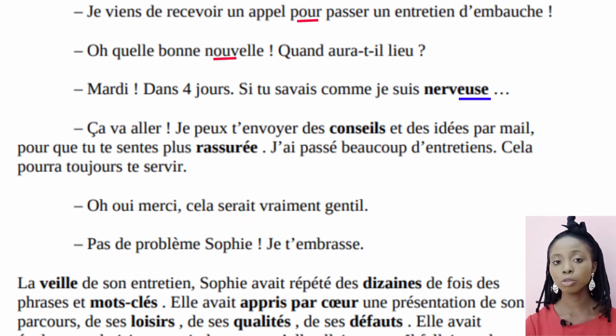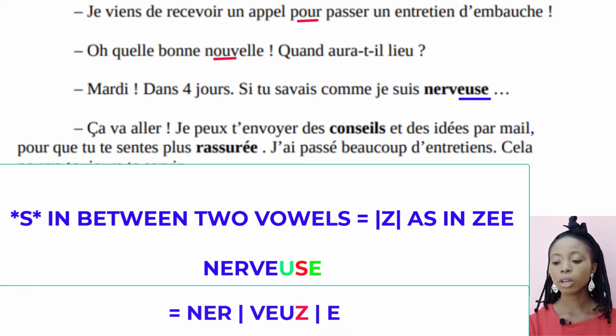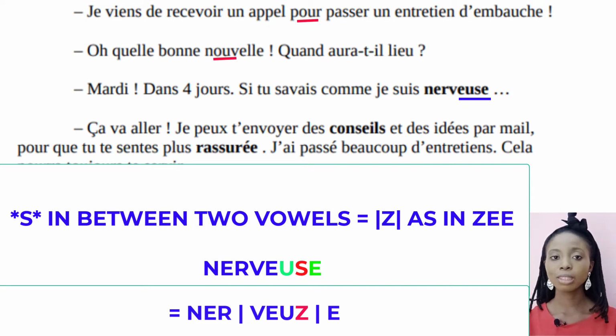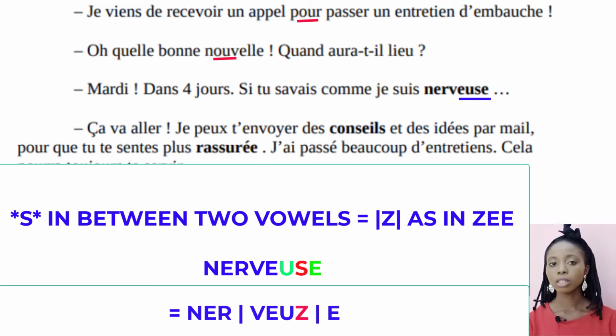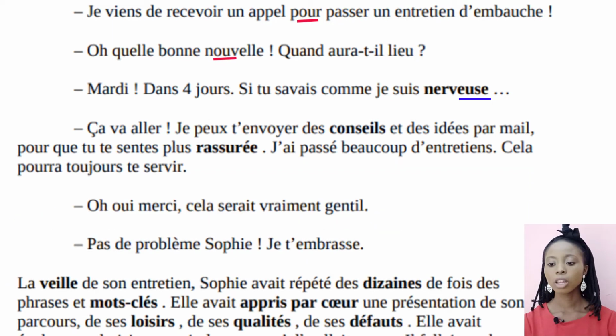Okay, so let's break it down into two. And there we have our S in between two vowels for today. Okay, so we have U, S, E at the end. And we can see that S is in between two vowels. U is a vowel, E is a vowel. So therefore, S automatically gives us the sound Z. And that's why we have nerveuse and not nerveuse with an S sound. Instead of S sound, we have Z sound. Nerveuse. Okay, so let's continue.